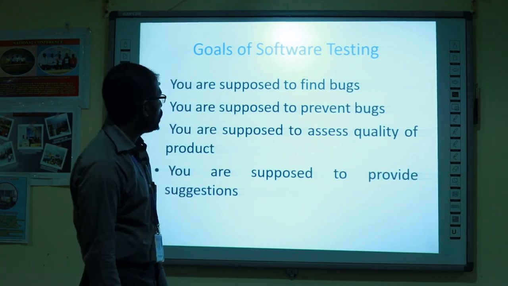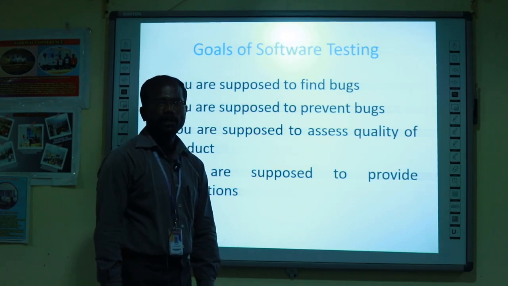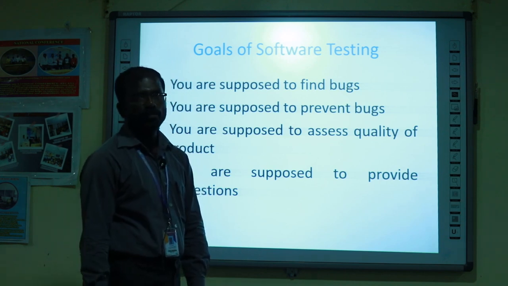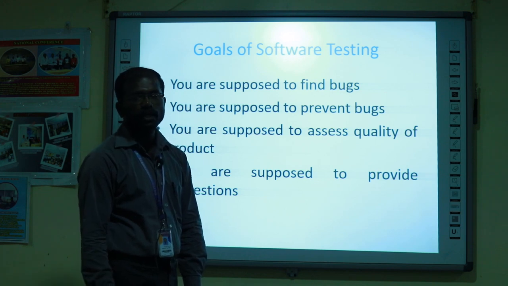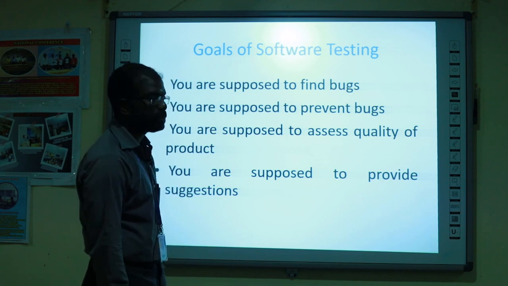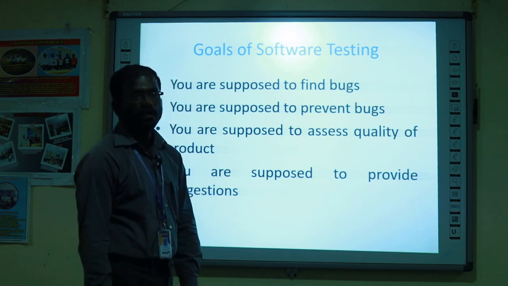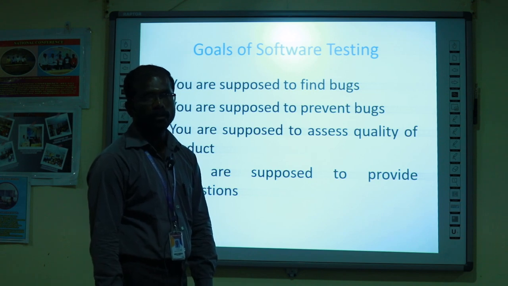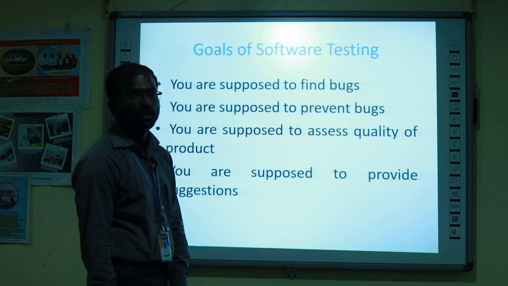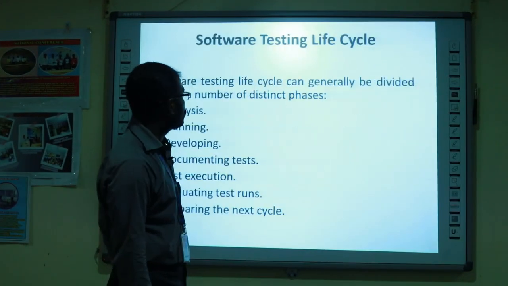Next, you are supposed to assess the quality of the product. By testing the software repeatedly, we can find the bugs, which is useful for the developers to eliminate them, and in future they can also give quality software. Next, you are supposed to provide suggestions. By finding the bugs and errors, we can give suggestions: what bugs and errors were found, and what preventive actions we can take to resolve and prevent those bugs. These are valuable suggestions we can give to the developers.